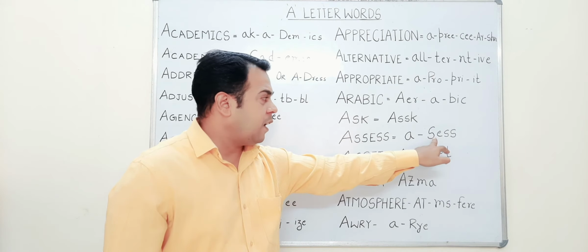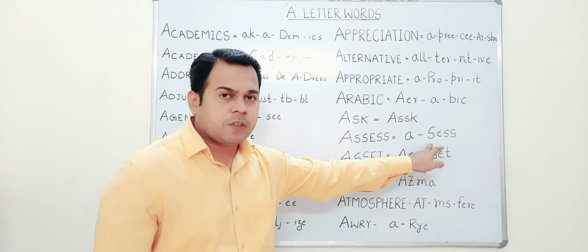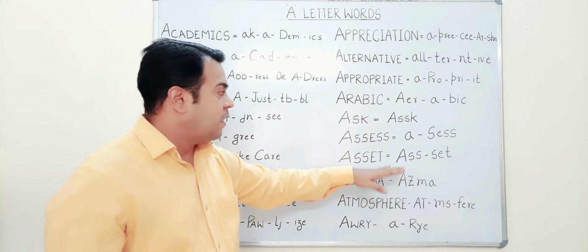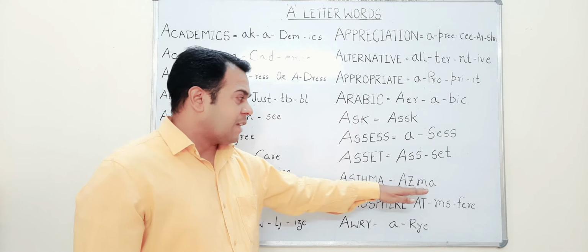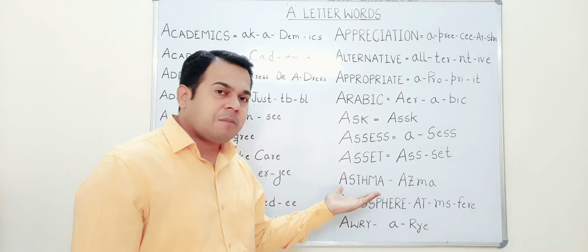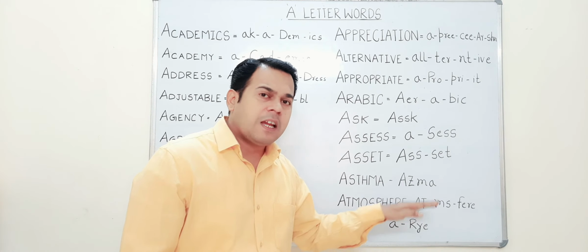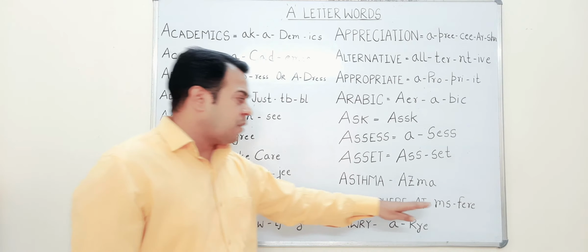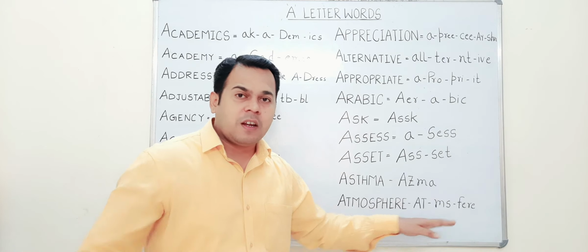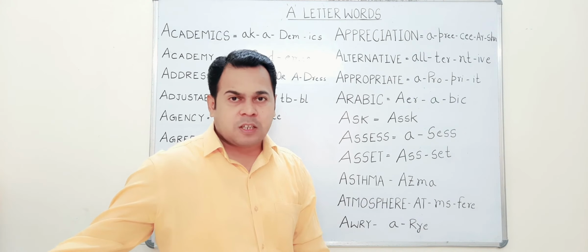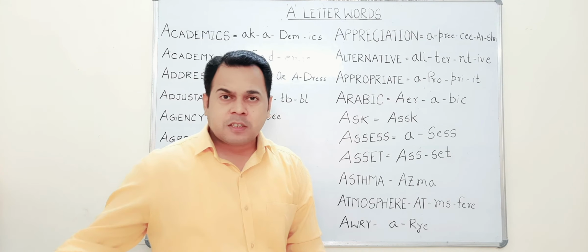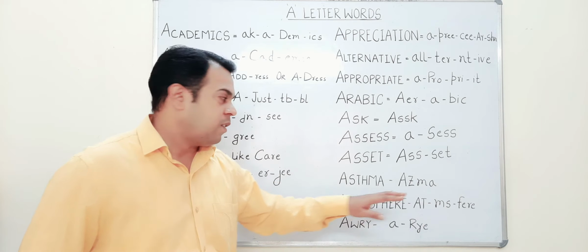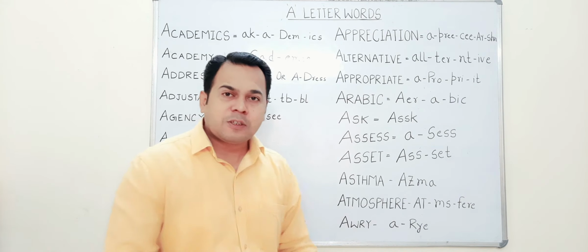Assess. Here it's a capital letter, so you have to emphasize on this. Assess, asset. Asthma. You should say asthma with the silent th. Then atmosphere. The way you speak out mosquito, don't say it the wrong way, you should say mosquito. Atmosphere. Then arrive.